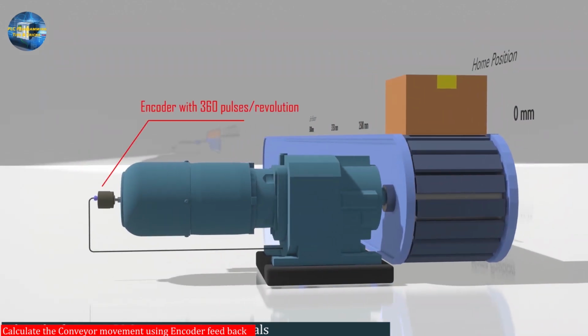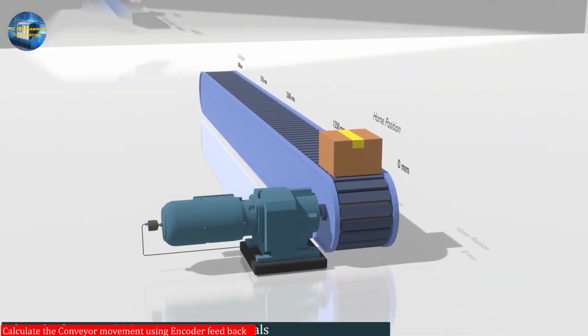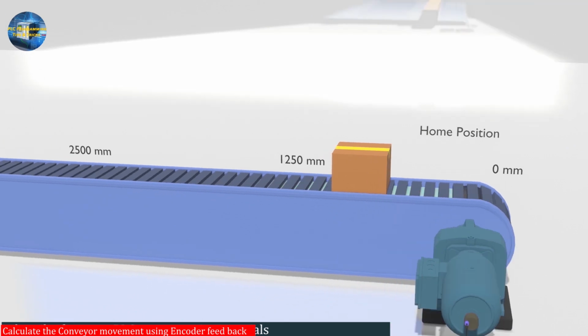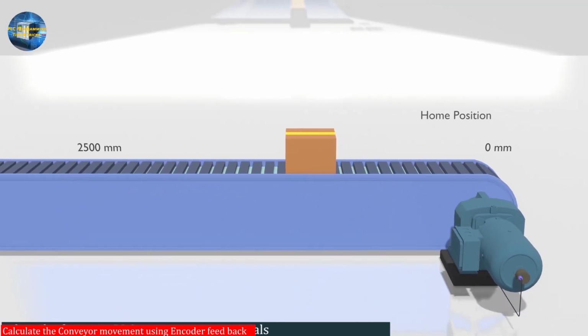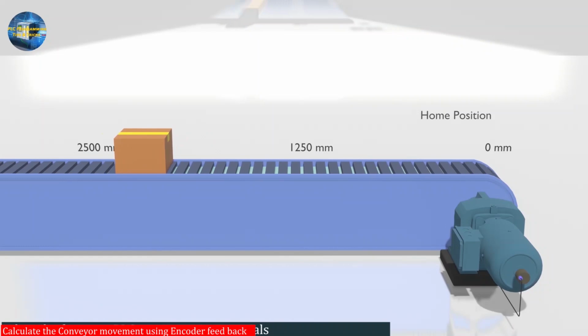We have a conveyor belt which is moving with a motor and a gearbox. We have coupled an incremental encoder with 360 pulses per revolution with this motor. We are using an S7-1200 PLC for this project. If you want to see how we can connect an encoder with the PLC, the link is in the description box for this video tutorial.